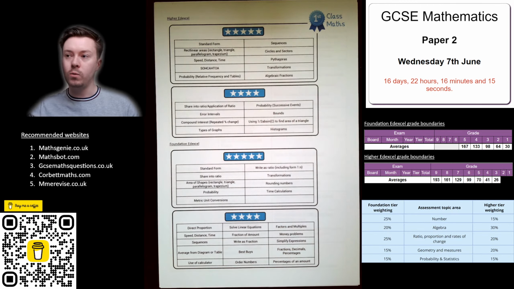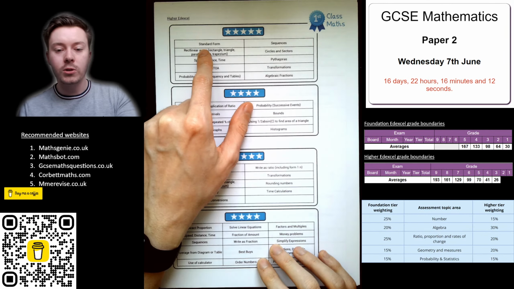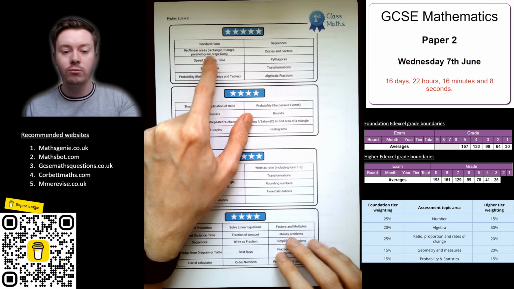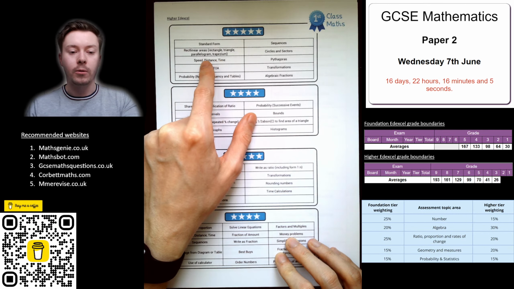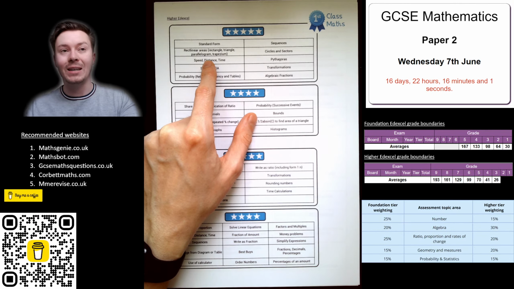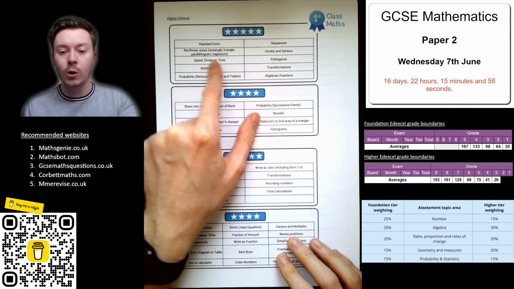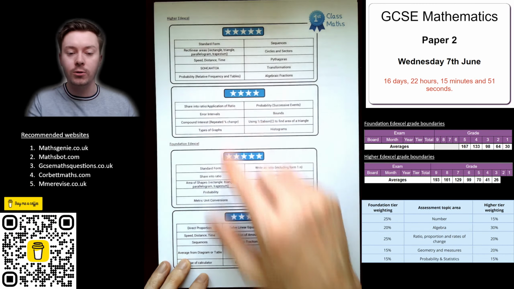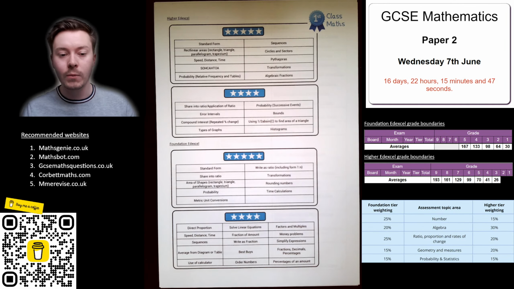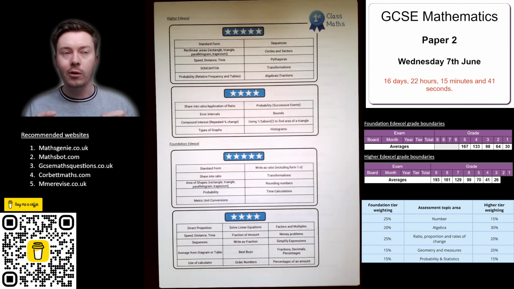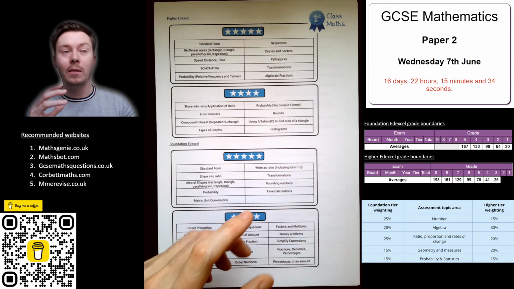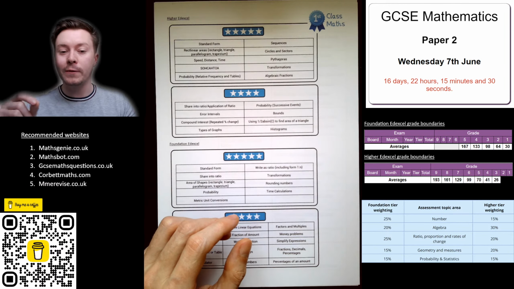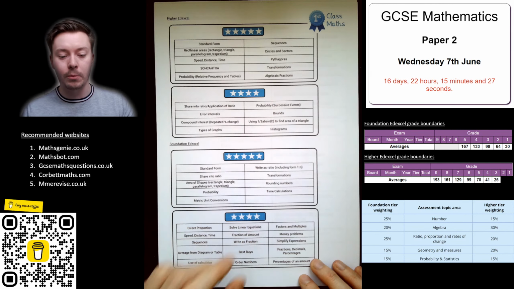Now here is Edexcel. So you've got standard form, sequences, again rectilinear areas, rectangles, triangles, parallelograms, trapeziums. So when it was referring to rectilinear areas earlier, you could have had these shapes as well. Circles and sectors, Pythagoras, speed, distance, time, trigonometry again, transformations, algebraic fractions, probability. So some overlap there in terms of things that could come up. Sequences, trigonometry. All of these things could come up. All of the different topics could come up in terms of First Class Maths 5-star predictions. They're what they believe to be the most likely ones to come up, I should say.